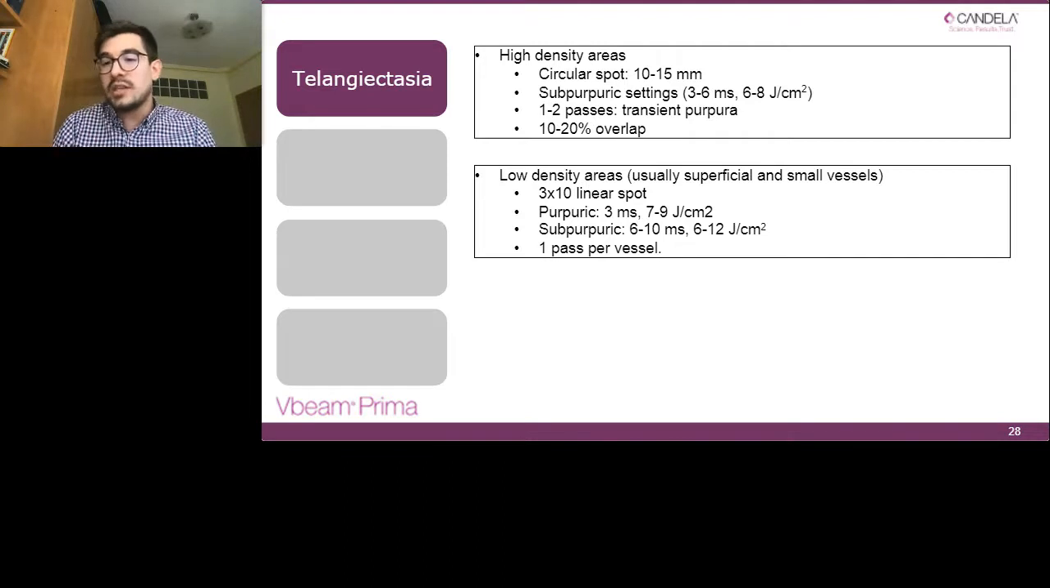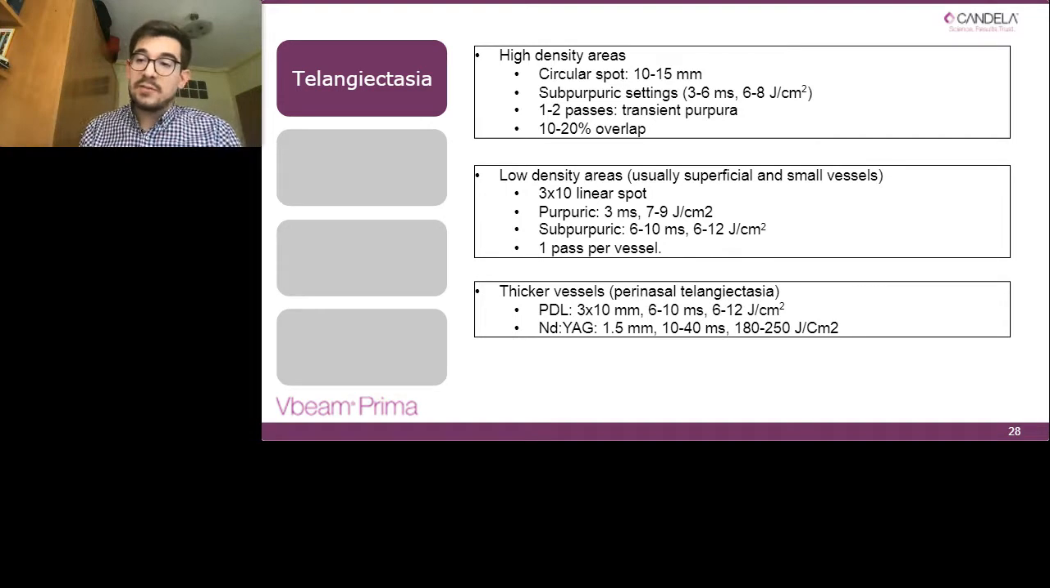So you may use these subpurpura settings very close to the purpura, but you may explain to the patient that when treating telangiectasia which are thicker or a bit larger, you may need more sessions, and the results may not be as effective as when using just purpura settings. I just make one pass per vessel, and I see the same purpura located on the vessel.